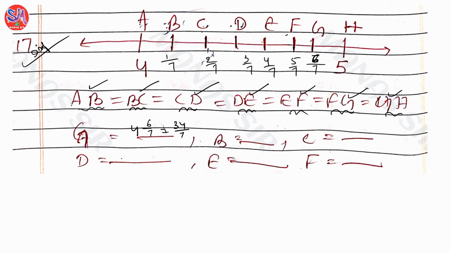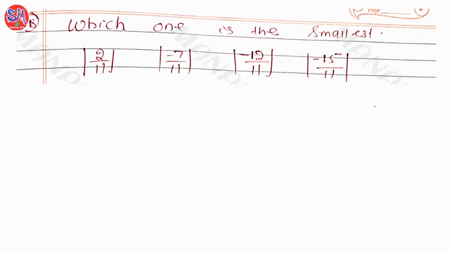So 34 by 7, or simply you can write 4 whole 6 by 7. Okay. Now next is B. Where is B? B is 4 whole 1 by 7. C is 4 whole 2 by 7. D is 4 whole 3 by 7. E is 4 whole 4 by 7, and F is 4 whole 5 by 7. All of you clear? Next.